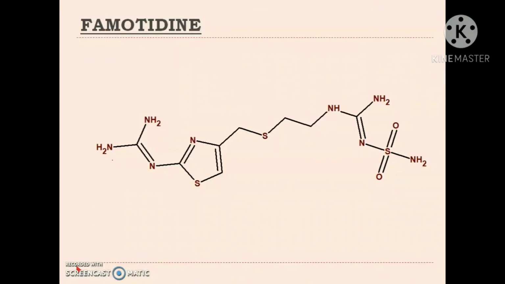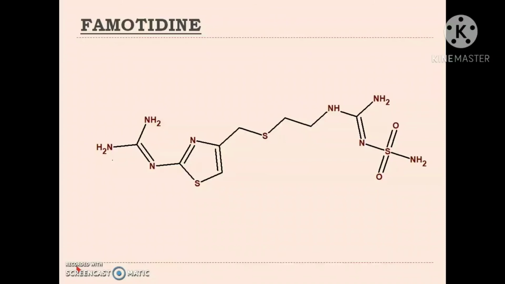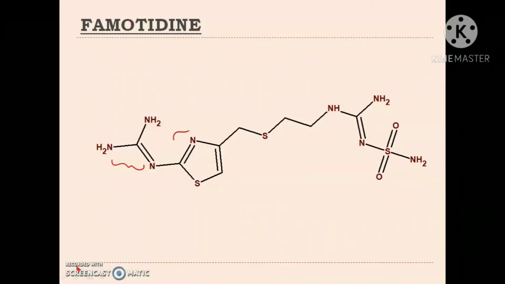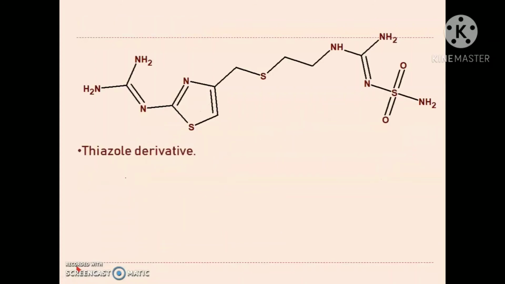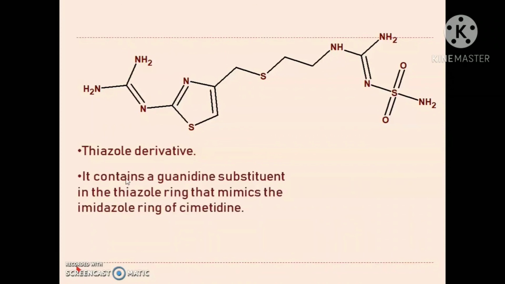Next, we will see the most potent H2 receptor antagonist, that is Famotidine. The aromatic ring system present in Famotidine is a thiazole ring, a thiazole derivative, and you can see a guanidine substituent in the thiazole ring. You can consider Famotidine as a thiazole isostere of Cimetidine, and it contains a guanidine substituent in the thiazole ring that mimics the imidazole ring of Cimetidine.